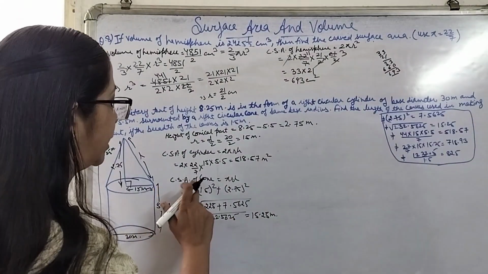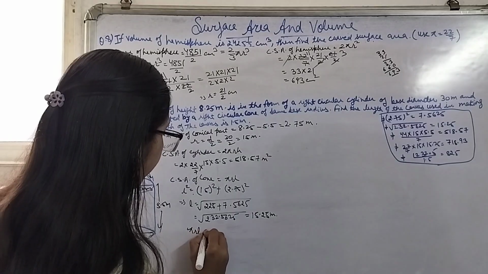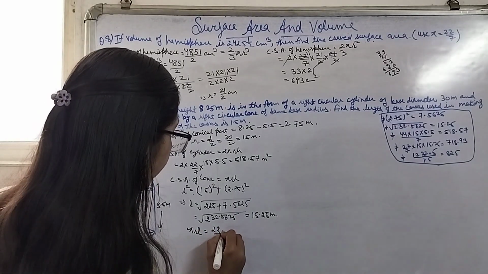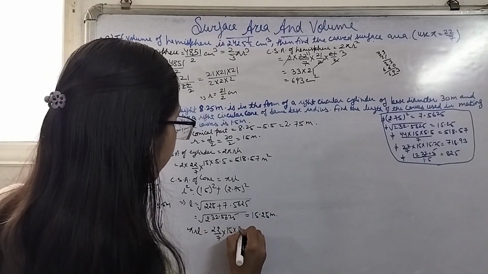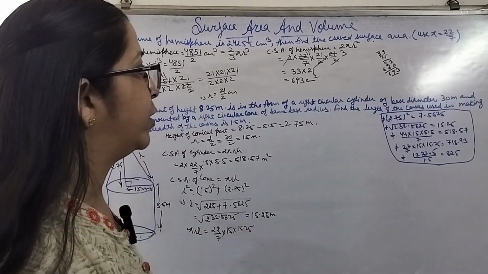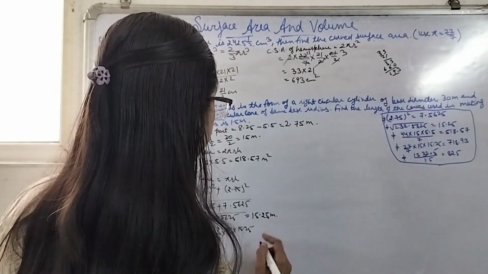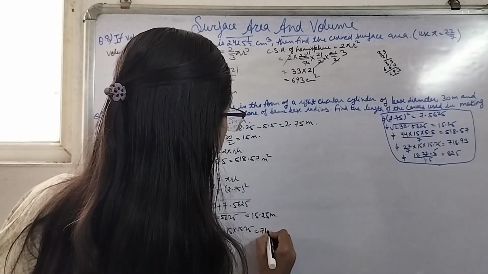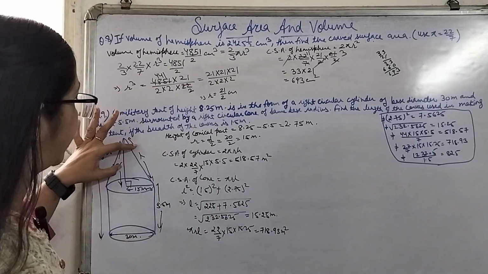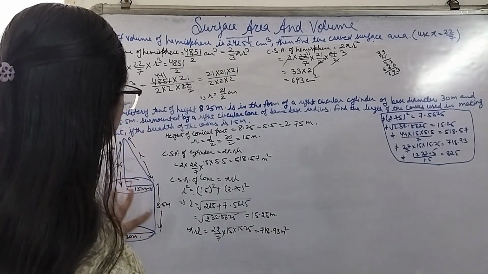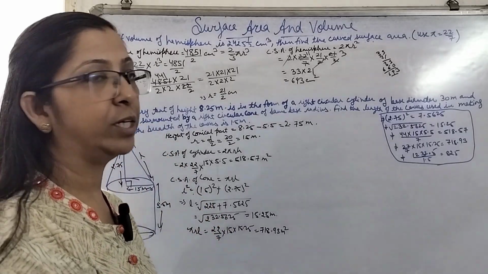Now we have to find the curved surface area of the cone, that is pi r l. The value of pi is 22/7, r is 15 and l is 15.25. If we multiply 22/7 by 15 and 15.25, we will get 718.93 meter square. This is the curved surface area of the conical part. Now the required area is the curved surface area of the cylinder plus the curved surface area of the conical part.